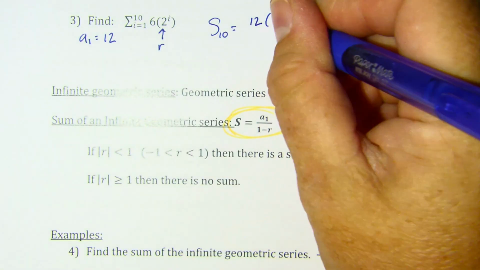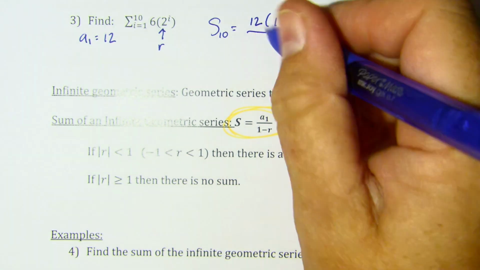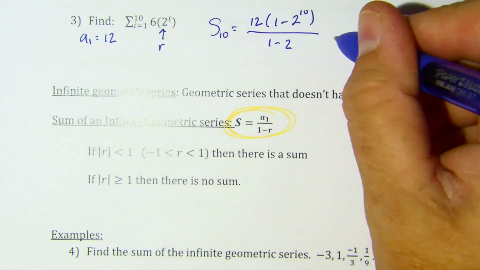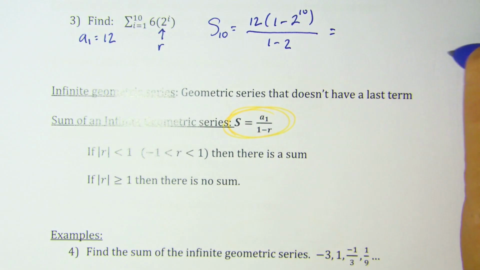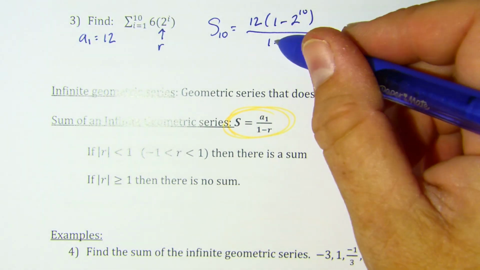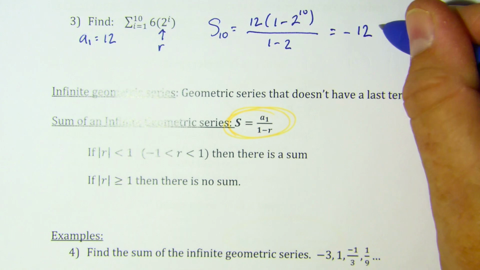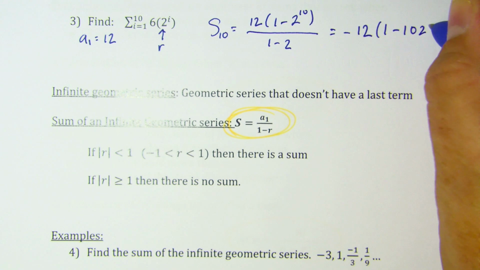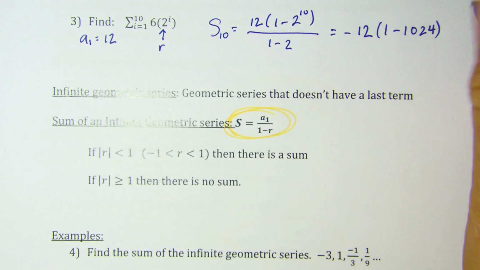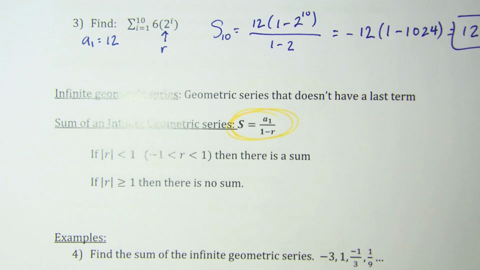So I have 1 minus 2 to the 10th power over 1 minus 2. This 1 minus 2 is going to be negative 1, so I'm just going to rewrite this as dividing by negative 1. That's the same thing as negative 12 out front, and then we have 1 minus 1024, that's 2 to the 10th power, and then that gives me 12,276. Just 12 times that.